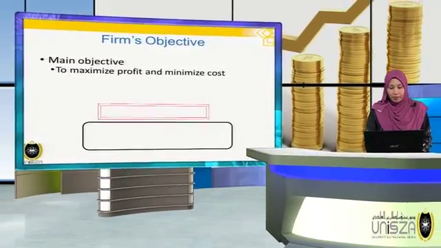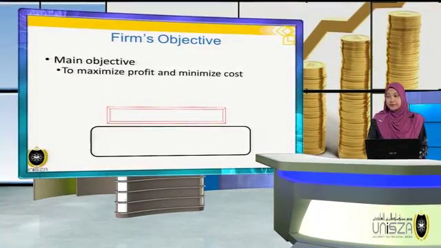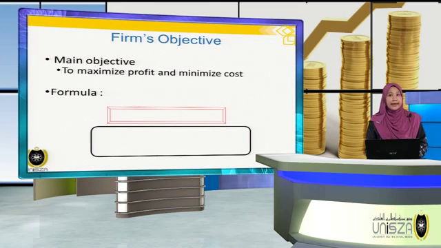So the main point in this chapter is the firm's objective. The main objective of the firm is to maximize profit and minimize costs. Firms will sell the goods in the market where the price must cover all the costs of production and gain a profit. At least the firm must get a marginal profit.